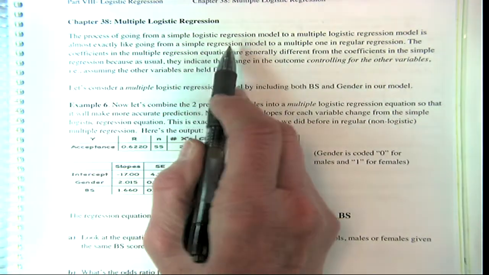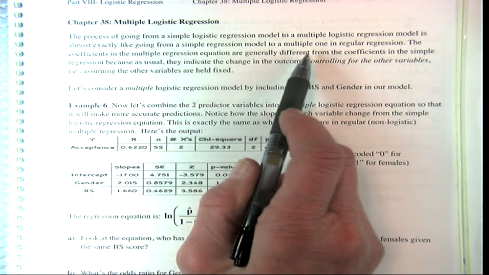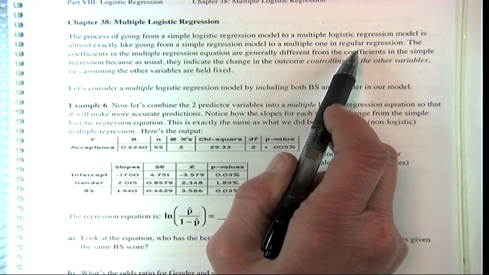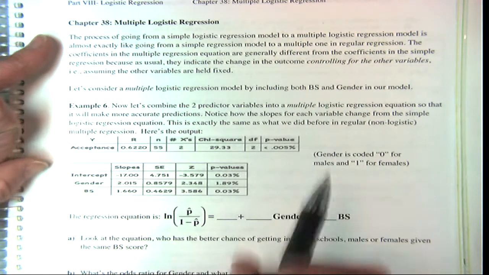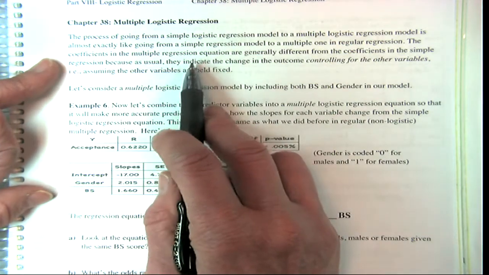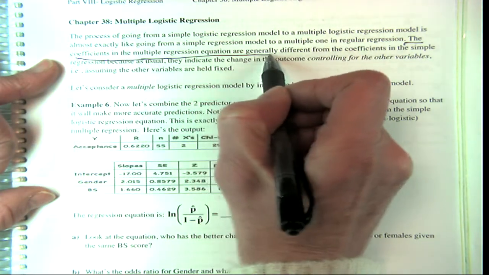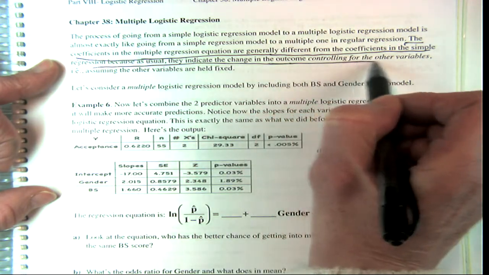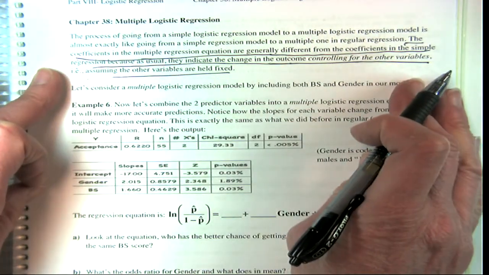So the process of going from a simple logistic regression model to a multiple logistic regression model is exactly like what we've done before in regular regression. So this is why it's going to be very easy for you. The concepts are all exactly the same. The only thing that's switched is that now we have logistic regression, but the idea is completely the same. The coefficients in the multiple regression equation are generally different. Why? Because they indicate the change in the outcome controlling for the other variables in the model. That is, assuming the other variables are held fixed.